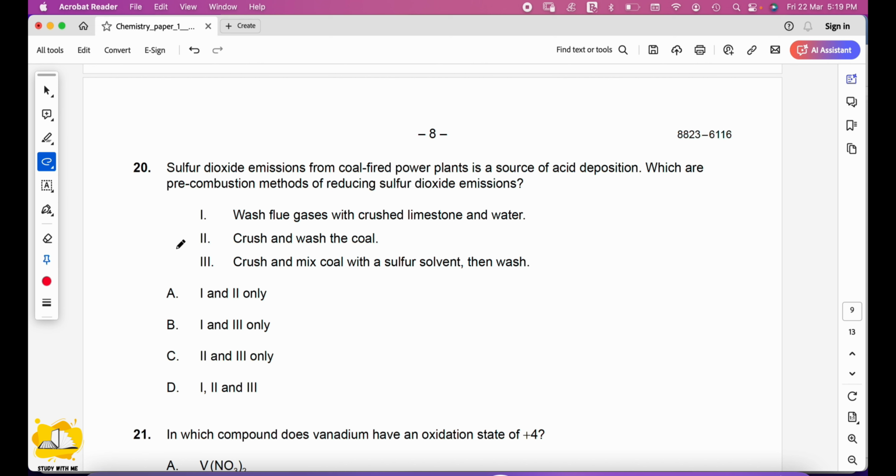Sulfur dioxide emission from coal-fired power plants is a source of acid deposition. Which are pre-combustion methods of reducing sulfur dioxide emissions? The first one is definitely a post-combustion method, and the second and third are definitely pre-combustion methods. So the answer will be C.